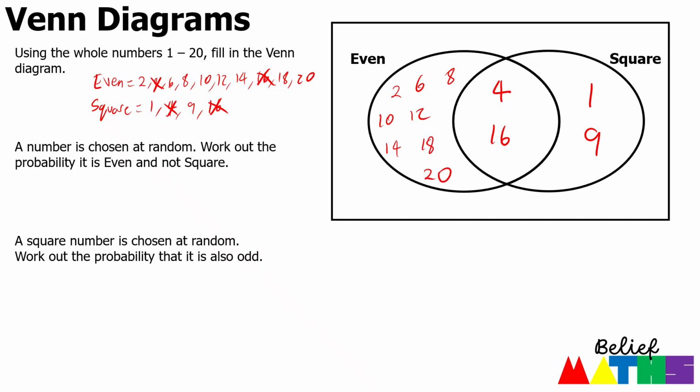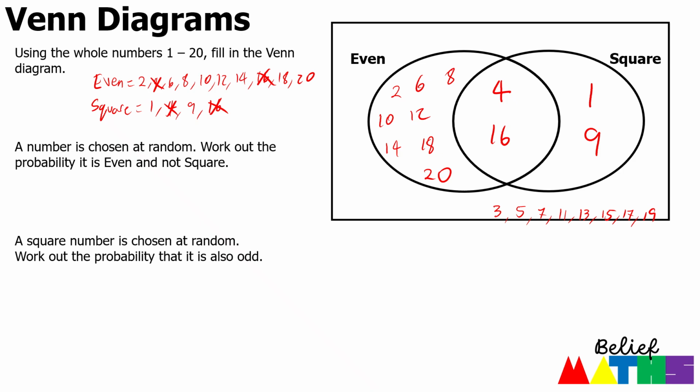And then the last thing we need to do is fill in the rest of the numbers. So what we're missing is the odd numbers that weren't in there already. So we have 1, we don't have 3, 5, 7, we have 9, 11, 13, 15, 17, and 19. Now those last few numbers can go anywhere outside the circles, but they must be inside the box, but we usually put them in the lower right hand corner.